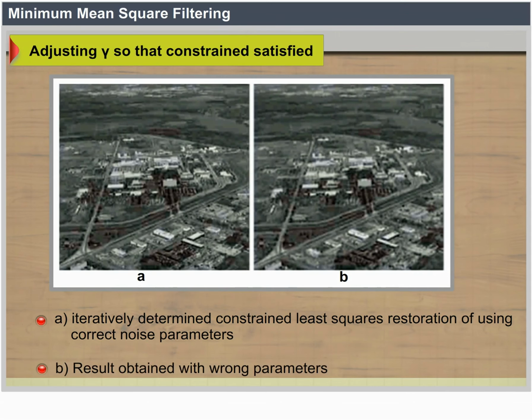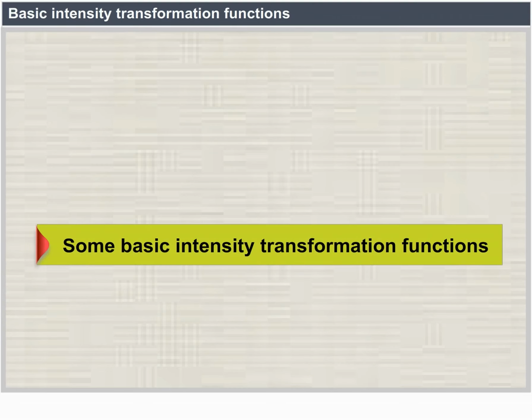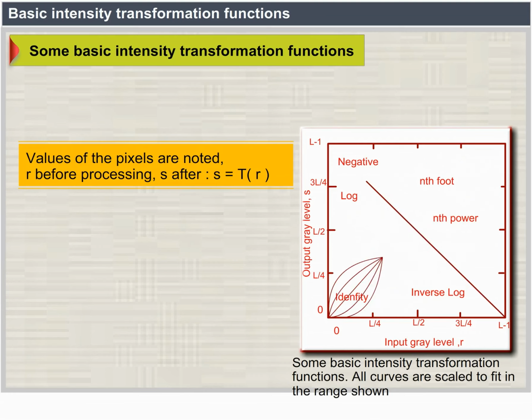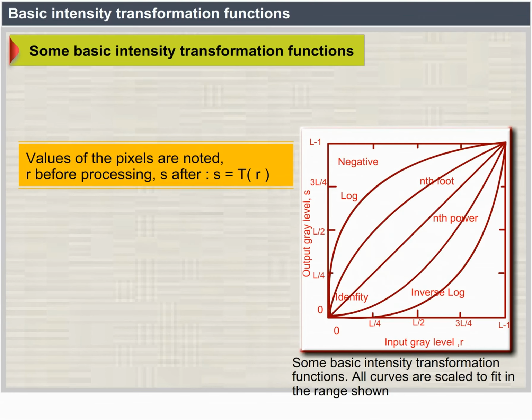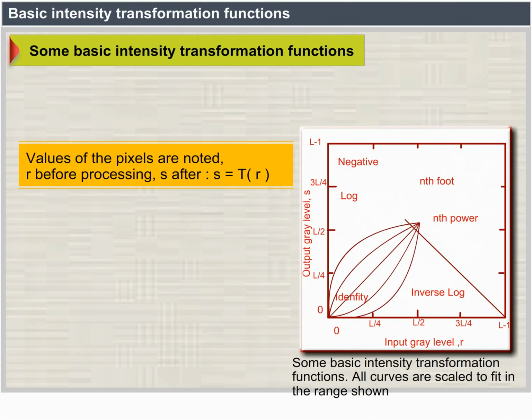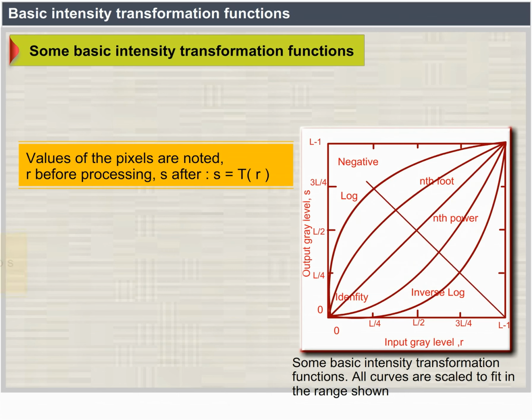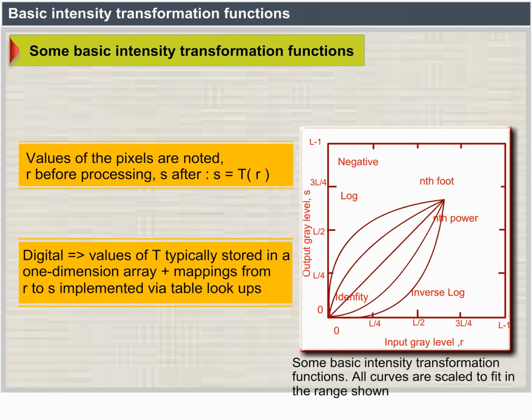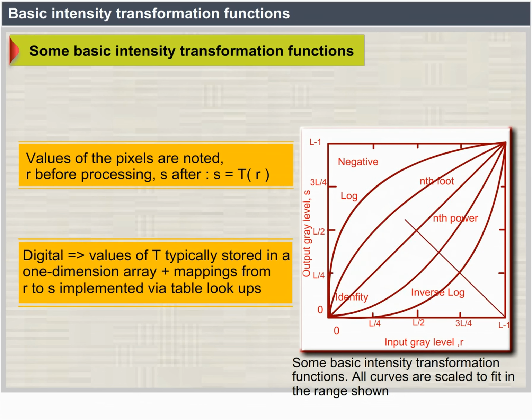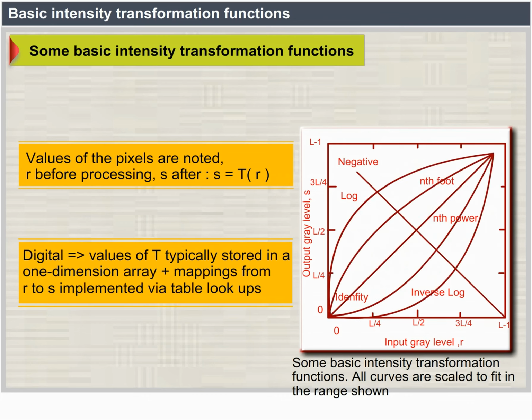Some basic intensity transformation functions. The values of the pixels will be noted: r before processing, s after. s equals T of r. Digital values of T are typically stored in a one-dimensional array, with mappings from r to s implemented via table lookups.